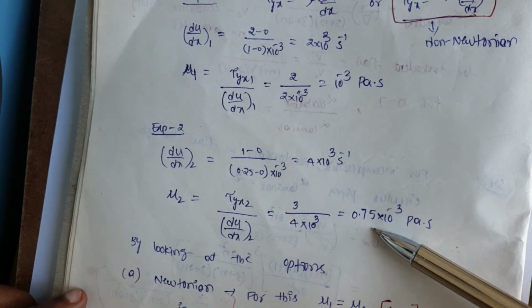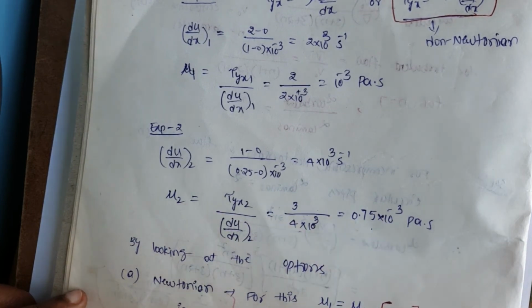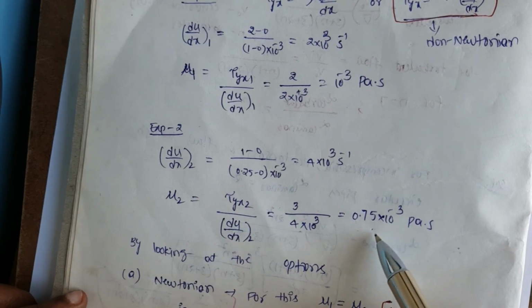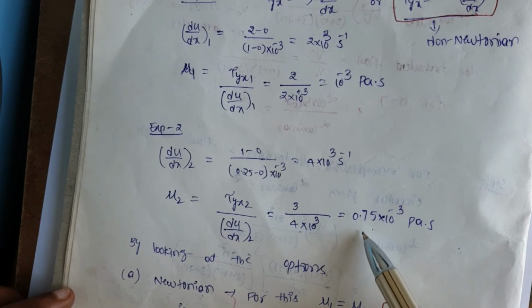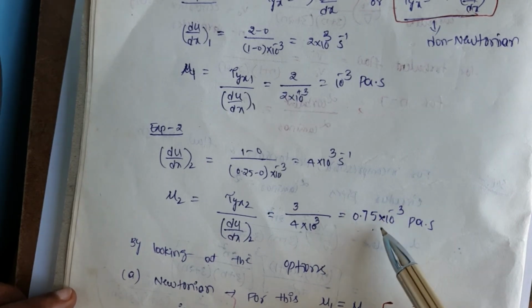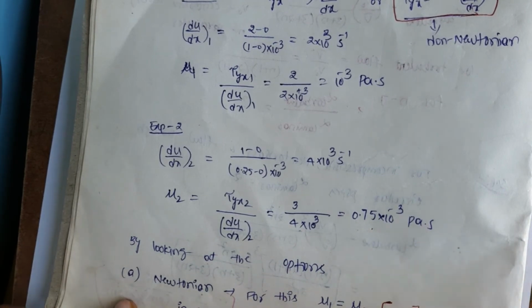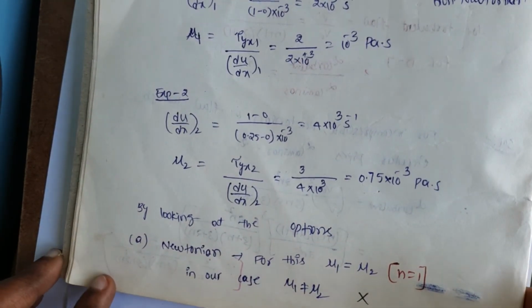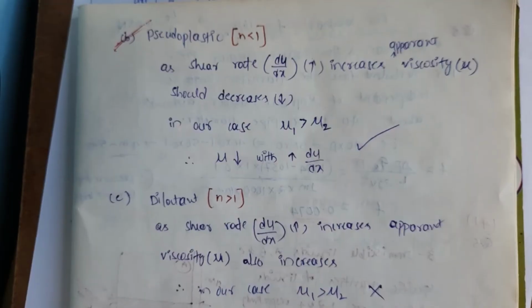It means it is a shear rate thinning fluid, right? So which fluids follow this behavior? That is nothing but the pseudoplastics. Okay, clear? For Newtonian fluids, viscosity should be constant, but this is not the case. So option A is not the correct answer, right?